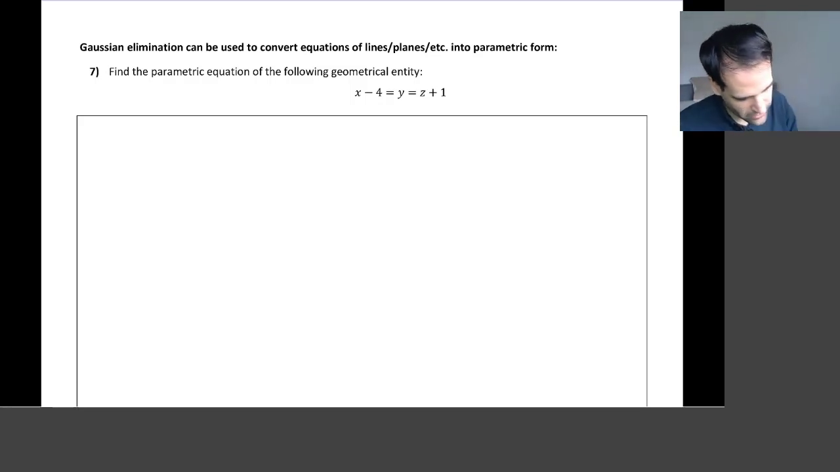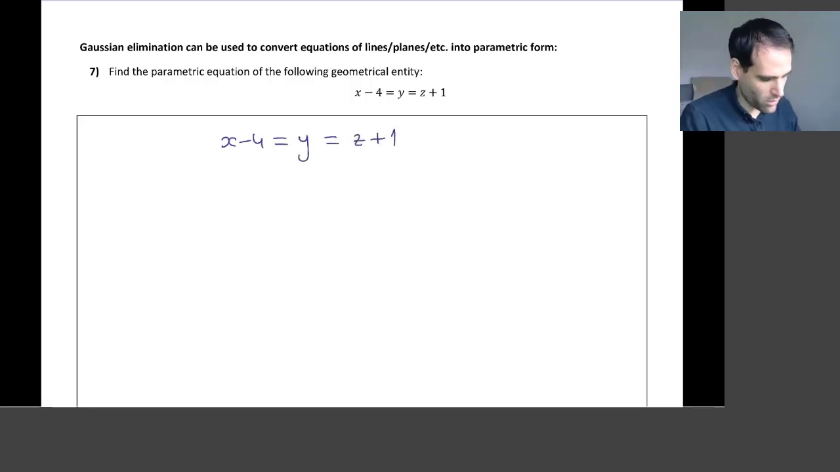Okay, so consider this problem. Find the parametric equation of the following geometrical entity. We have this equation, x minus 4 equals y equals z plus 1. Already, if we remember from chapter 1, this is the equation of a line. If we wanted to find the parametric equation of this line, we would have to find a particular solution R0, and then a vector parallel to the line, V, which we could do. We did problems similar to this.